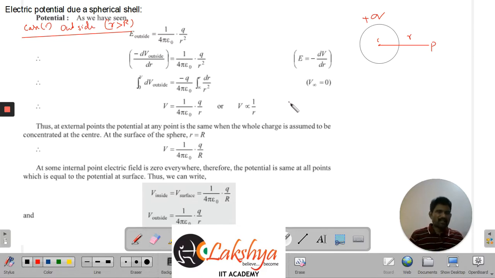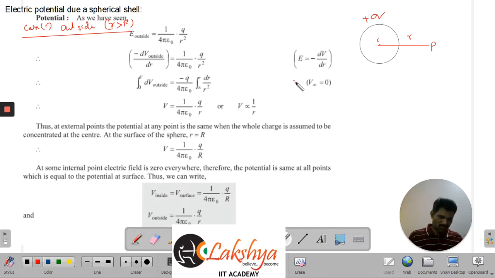Actually, directly you can also say this by using the shell theorem. According to the shell theorem we discussed in gravitation, for an external point the shell behaves like a point mass placed at the center. Similarly here, you can consider it as a point charge placed at the center. So directly you can write it by taking the point charge, and using the EV relation I am going to explain here.